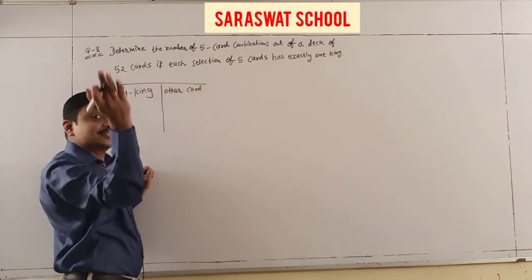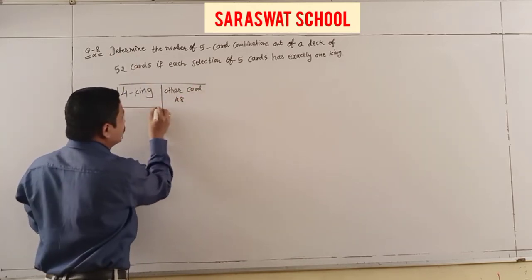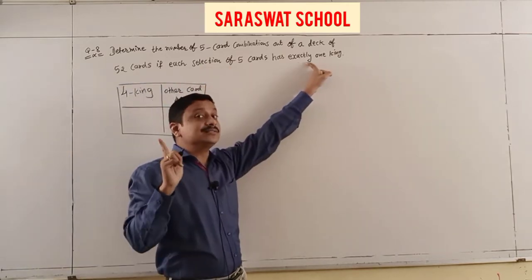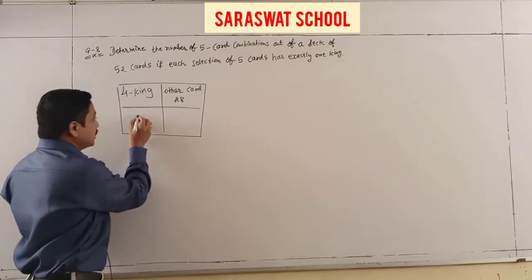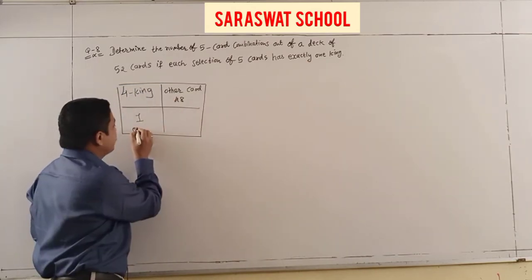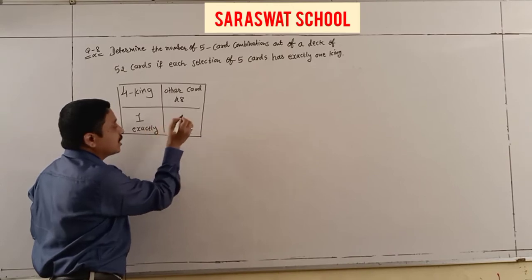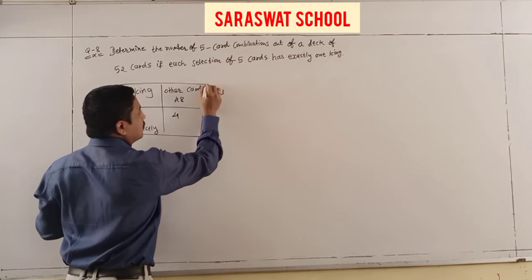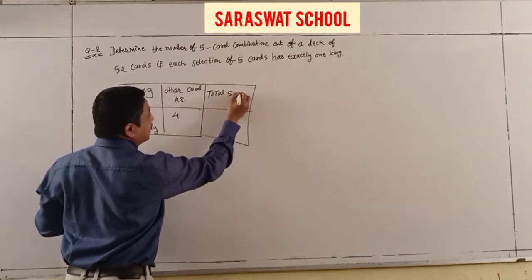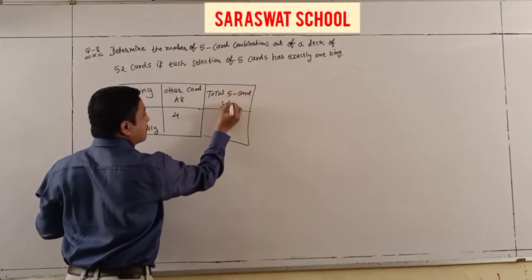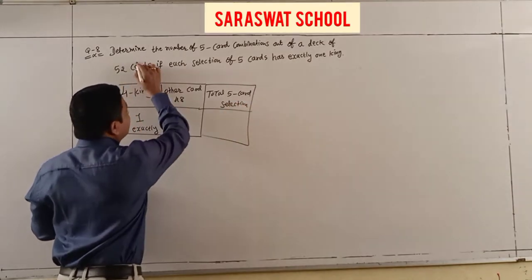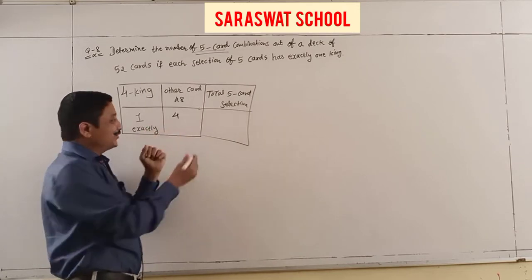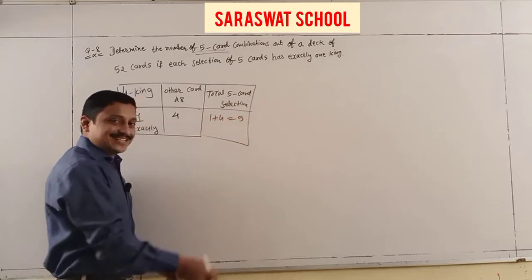52 total minus 4 is 48, and I want exactly, read that, exactly 1 king. So here in the selection, 1 king exactly. How many other cards? 4 are other cards, because the total selection is 5 cards. I want 5 cards total. So 1 is king, the others are 4, then your total selection is 5.